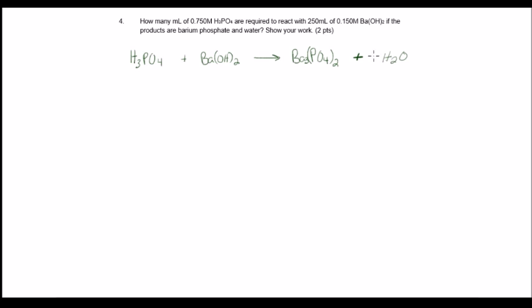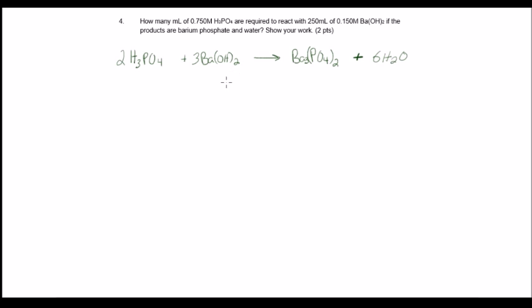Okay, so now we need to balance the equation, and that's pretty straightforward. It looks like we've got an odd number of hydrogens here, so usually that means that you're going to have to double that. And so that gives us 3 of these, and looks like 6 of these. Looks like everything adds up and looks good, so we'll just go from there.